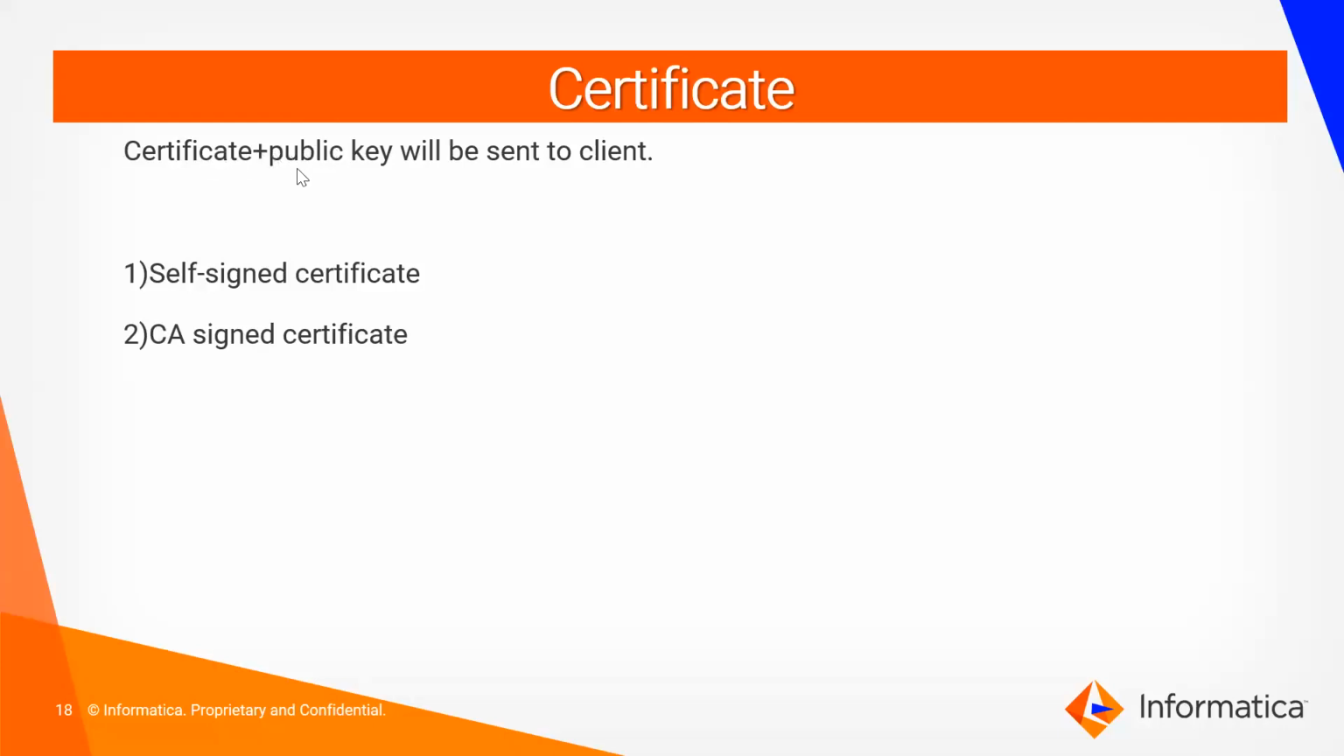So whenever in the PowerCenter or anywhere, we put the public key directly in the certificate and send the certificate. That means whenever we talk about a certificate, it contains the public key, as well as some other information like the email, the distinguished name of the server, and everything. Now this will be sent to the client. Now there are two types of certificate. One is a self-signed certificate, one is a CA signed certificate.